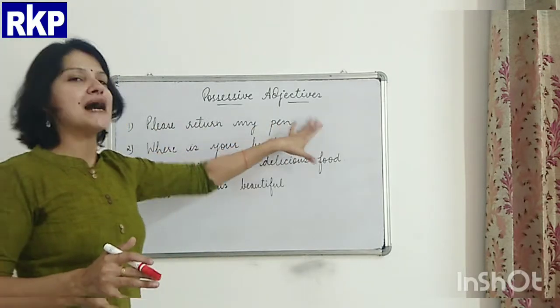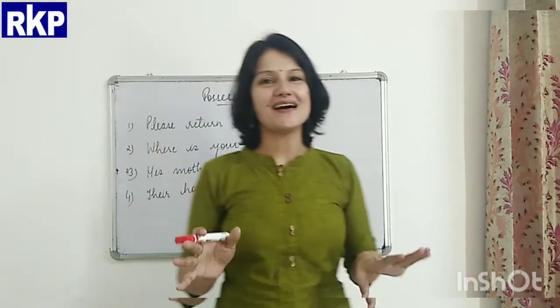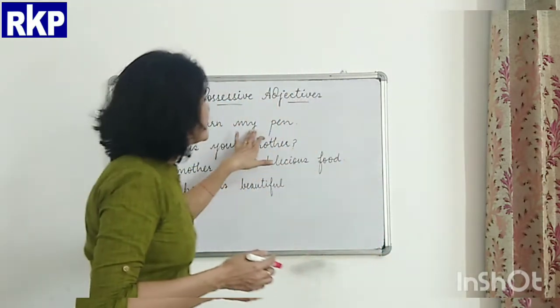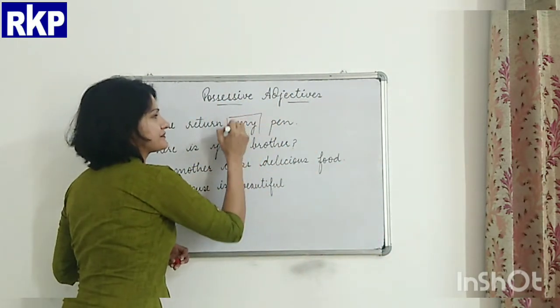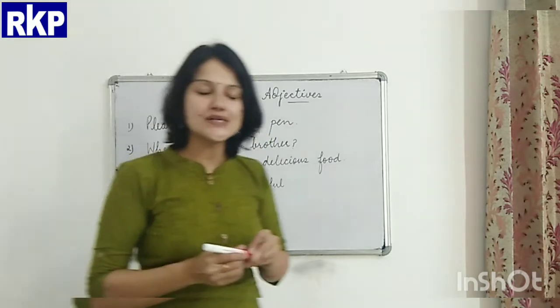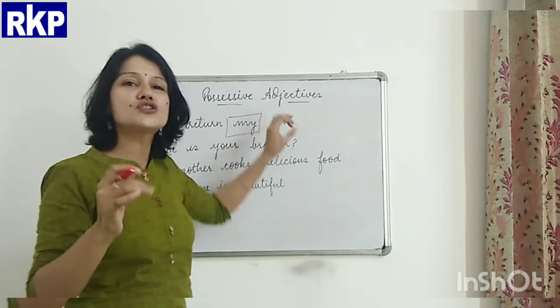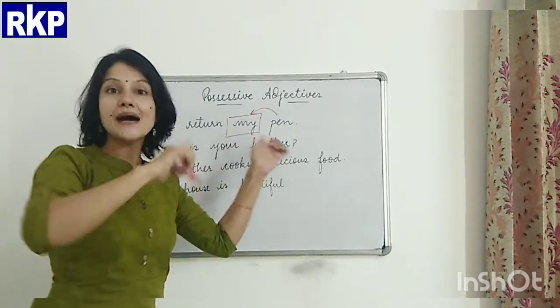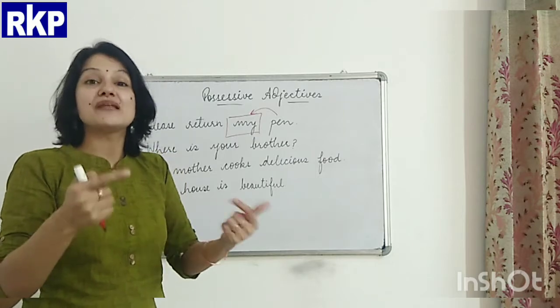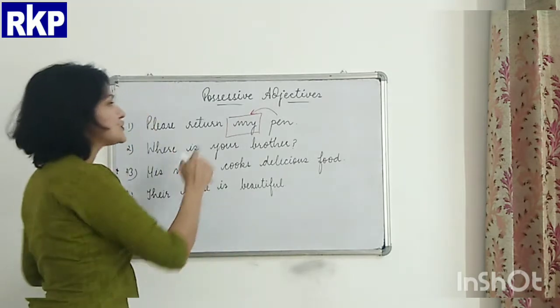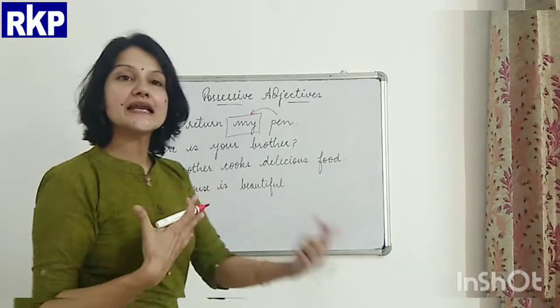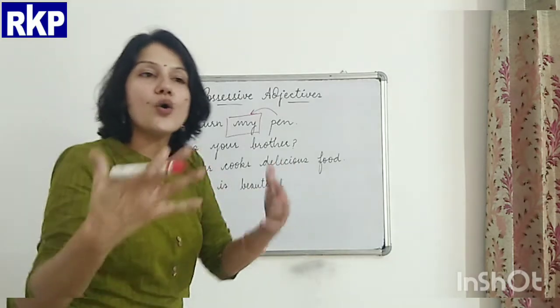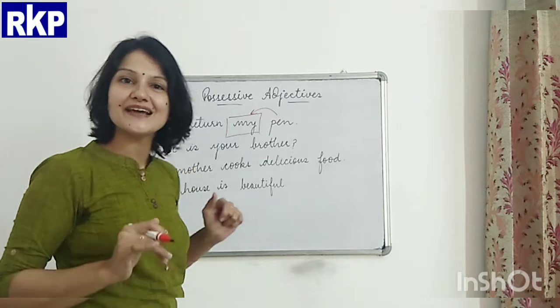Please return my pen. Now pen is the noun here, and this word shows us whose pen this is. This pen belongs to whom? It belongs to me. So this word shows belongingness, who is the owner of this particular thing.